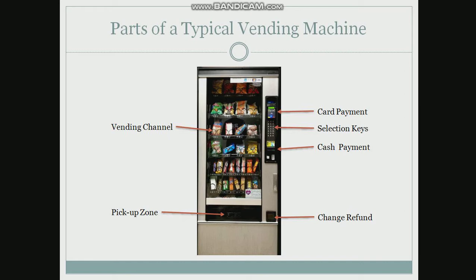The parts of a typical vending machine consist of a payment zone which has a card or cash payment option, a keyboard to make product selection, a refund zone to collect the change after the transaction, vending channels where the products are placed, and the pickup zone to obtain the product.